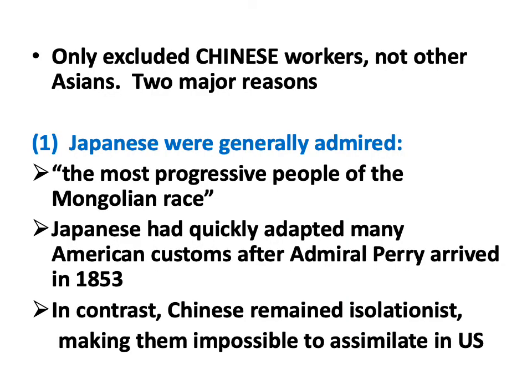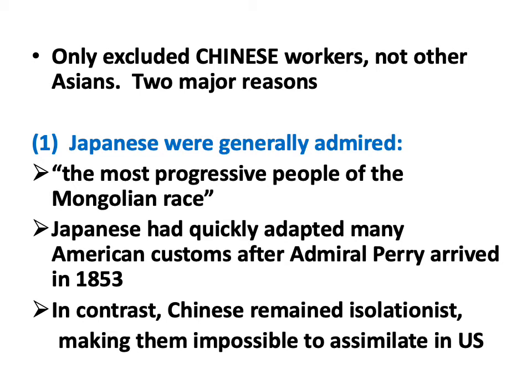As I mentioned, it only excluded Chinese workers, not other Asians. And there were 2 major reasons for this. First, the Japanese were greatly admired in the United States by most people at this time, and a number of Japanese had already come to the United States, particularly in California, and started farming. One well-known professor at the time claimed that the Japanese were, quote, "the most progressive people of the Mongolian race."